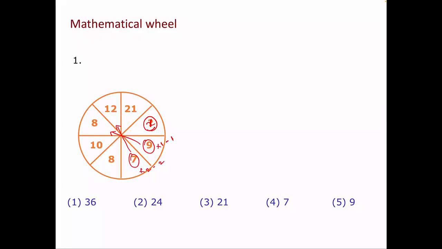Next is into 3 minus 3. 8 into 3 is 24, minus 3 is 21. Next is into 4 minus 4. 10 into 4 is 40, minus 4 is 36. So the answer here is 36. As you can see, this is nothing but a normal number series problem, but it is being put into the mathematical wheel and made to look like a puzzle.